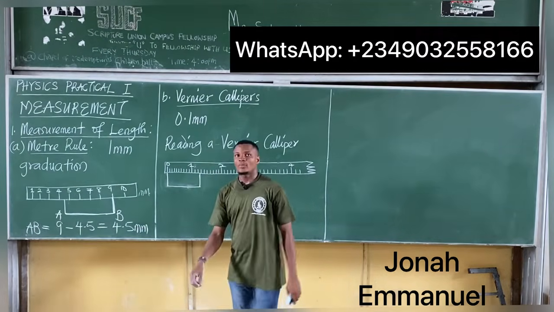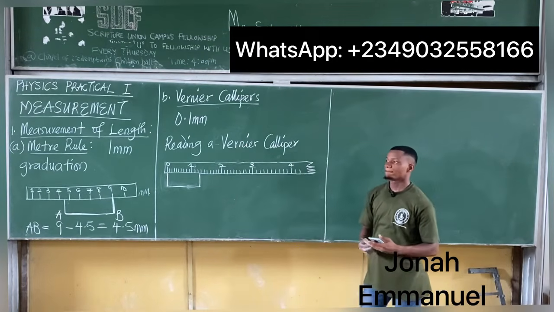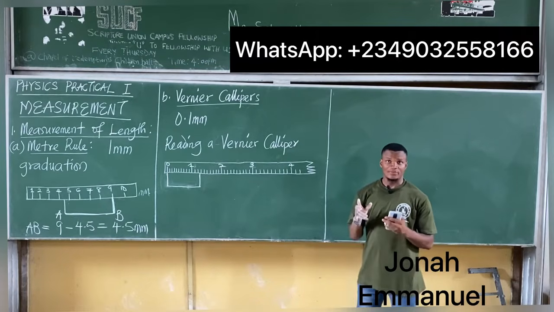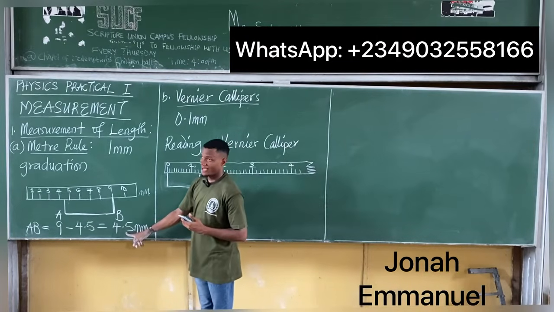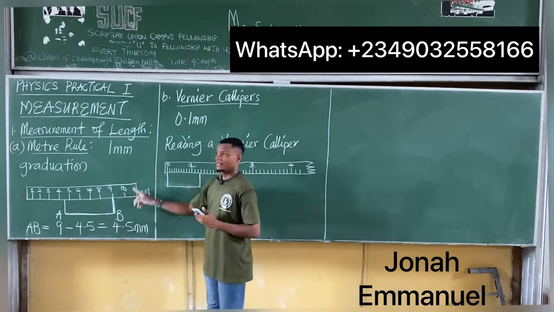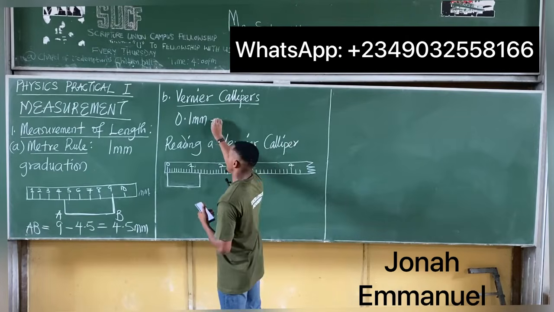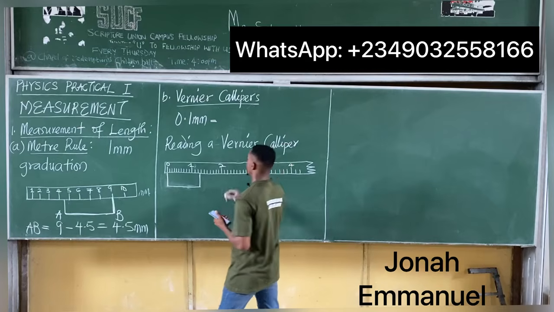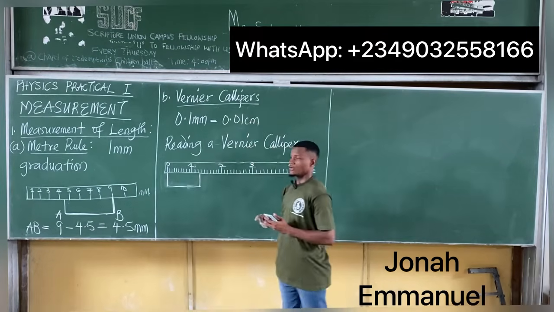All right, look up. Vernier caliper has this man here. Look up and listen carefully so you don't mess it up. This man here, meter rule, is in millimeter, 1 millimeter. This man here, vernier caliper, is in 0.1 millimeter. Please convert this to cm. What will it be? It's 0.01 in cm.